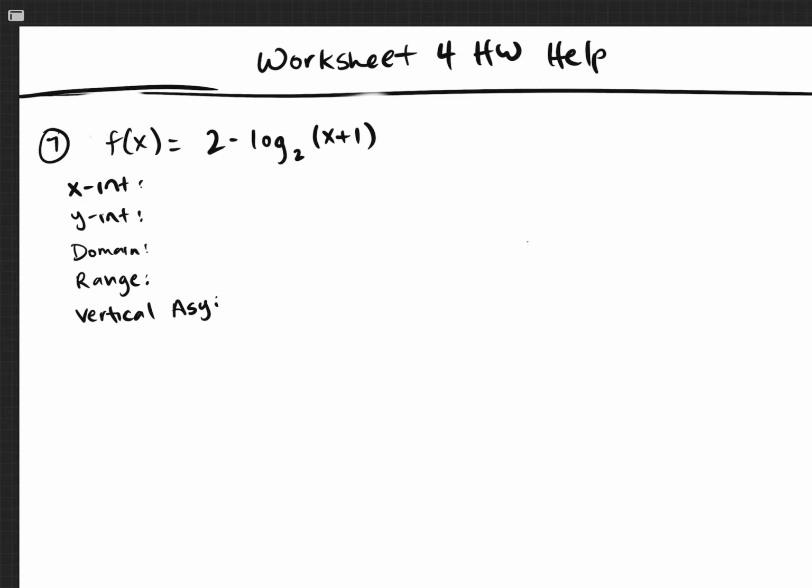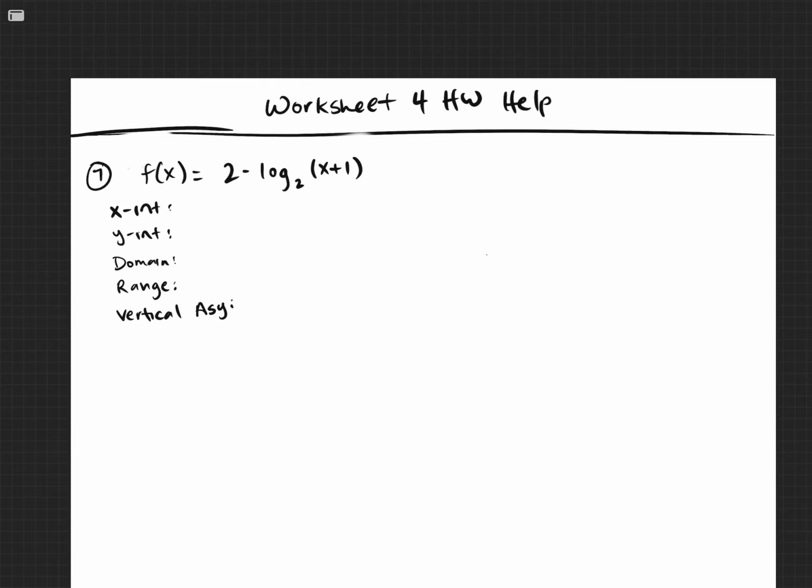All right, so here's number 7 from our homework. Again, we're going to be going through, finding all of this information, and we're going to be doing a graph. Let me put our axis over here. The first thing, again, that we want to do is start off by finding our translation.